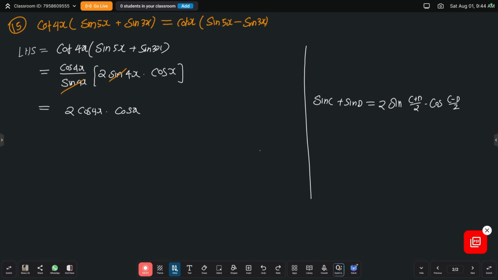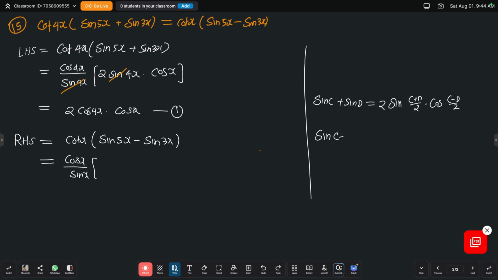But the right hand side is also cot x into sin 5x minus sin 3x. We will leave this here and now we will solve the right hand side. If the right hand side also comes to this, then we can say both are equal, correct. Now take the RHS, cot x into sin 5x minus sin 3x. Cot means cos x upon sin x. Here, the sin C minus sin D rule. What is sin C minus sin D?